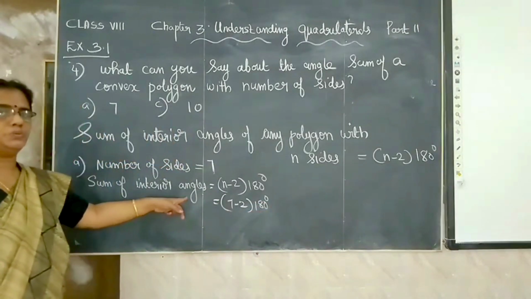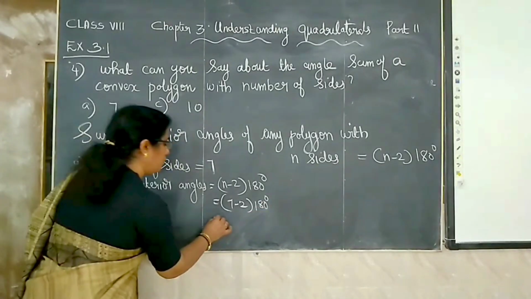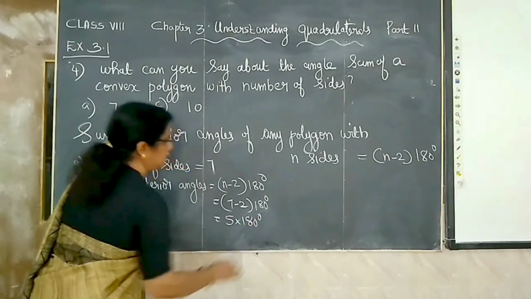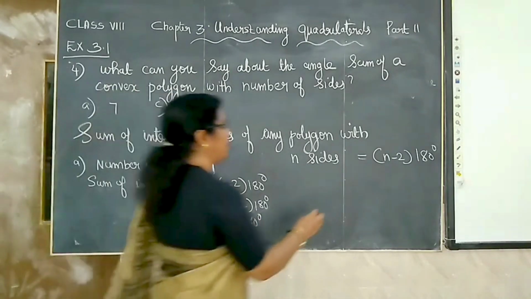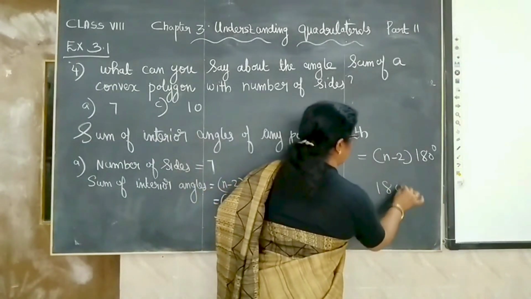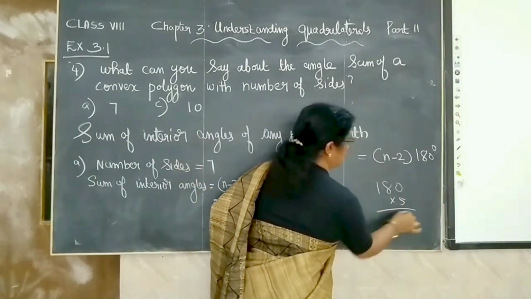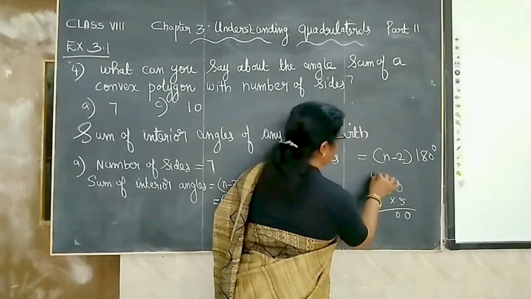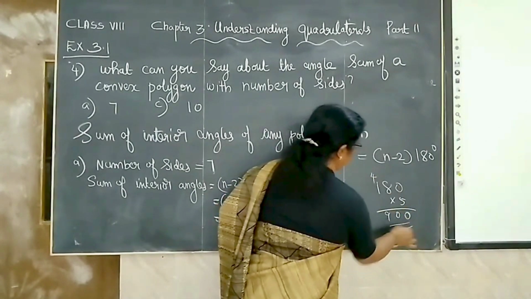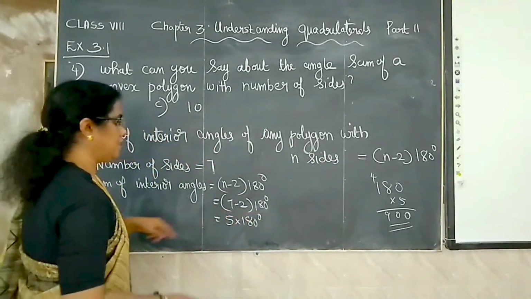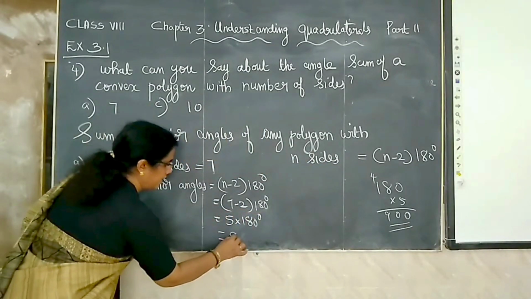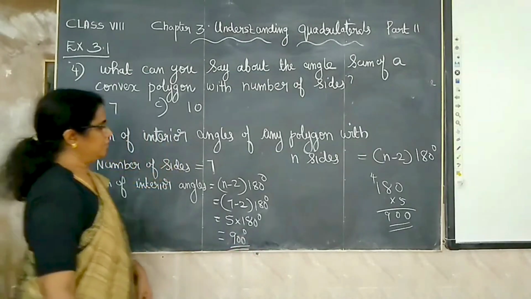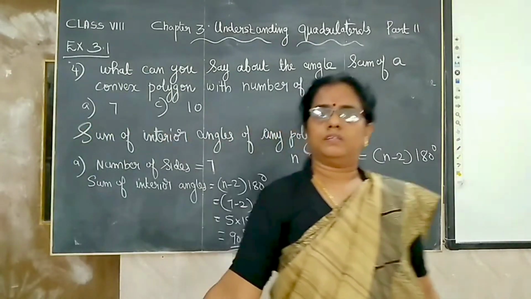And 7 minus 2 is 5. So 5 multiplied by 180. Now 180 multiplied by 5. 5 zeros are 0. 5 8s are 40. Remainder 4 is 900. Therefore the sum of the angles is 900 degrees. Therefore the sum of interior angles.